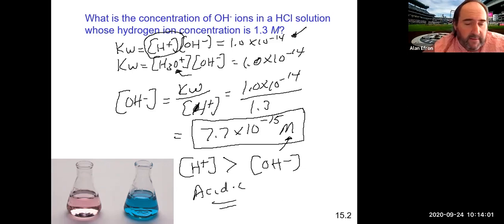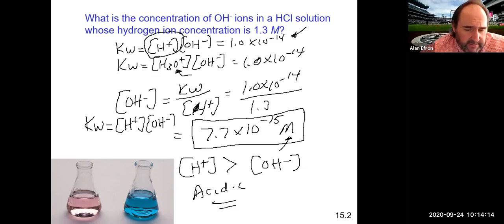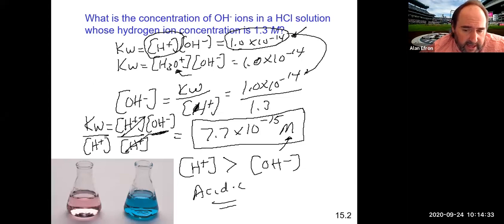Yeah, so that's based off of basically this formula, I guess you could word it. This relationship, the KW equals H plus times the OH minus concentration. So in this case, we were looking for the OH minus concentration. So we would divide by the H plus on both sides. It cancels, right? Gives us OH minus equals KW over H plus. And KW is a constant. It is this number, 1 times 10 to the minus 14. So that's how we got that. And then this H plus was given to us in the problem.